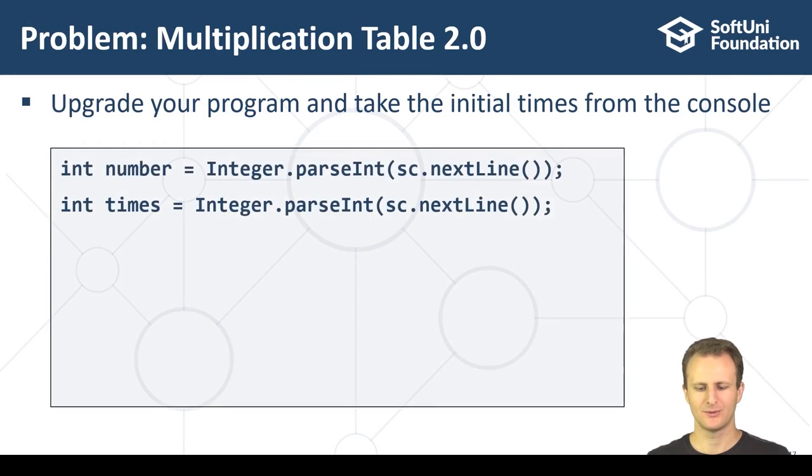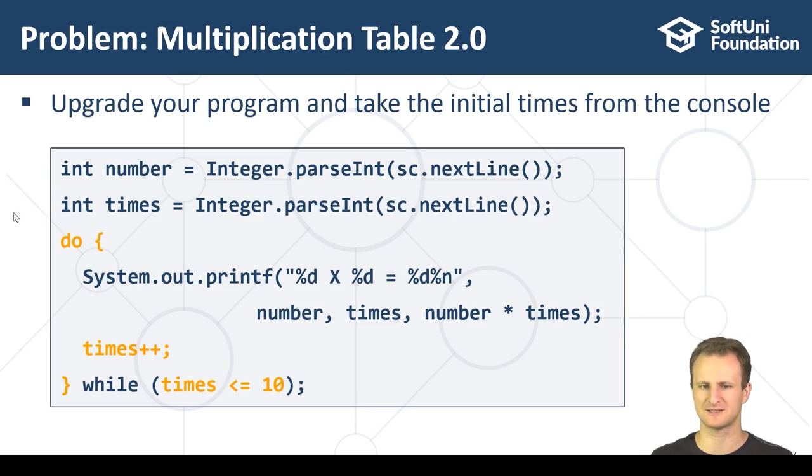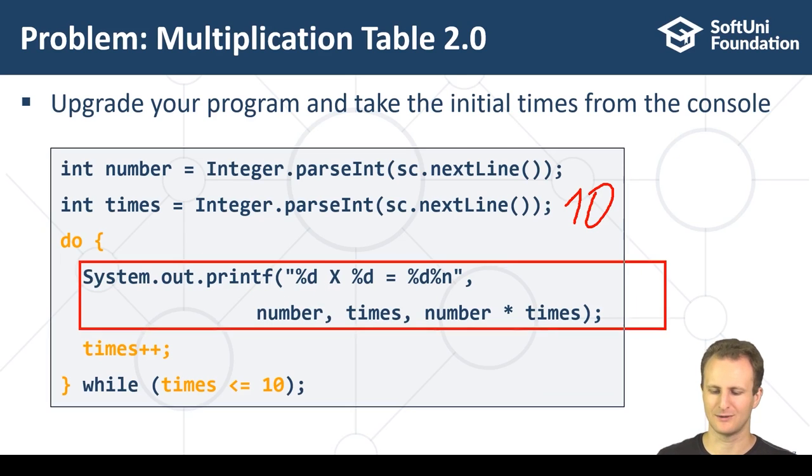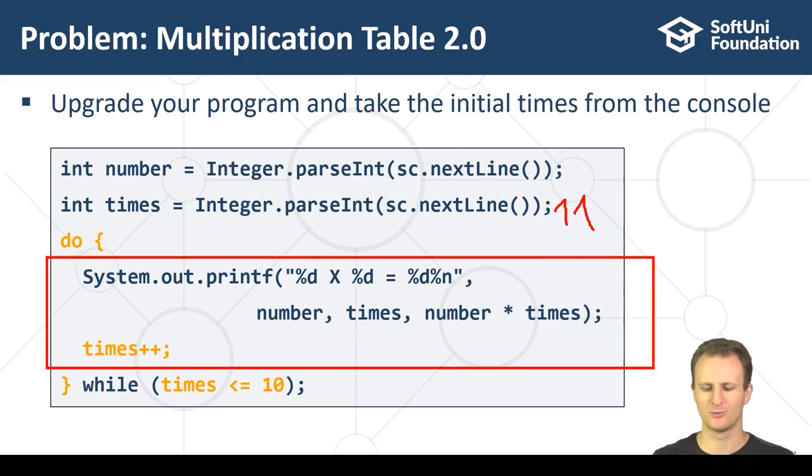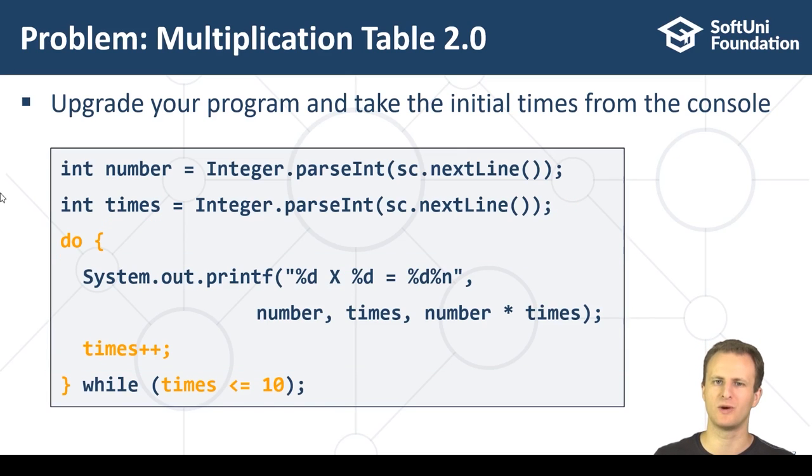Okay, so we have another version of the multiplication table where the number of multiplications we need to display is entered from the console, and this is pretty much the same task but done with a do while loop. So this will always print at least once, so even if you enter times starting from 10, you would still see actually time starting from 11. If you enter time starting from 11, this do while loop will execute once and display the number multiplied by 11, whereas the normal while loop will not do that. And it really depends on what task you're solving, whether you really want that printed or not.